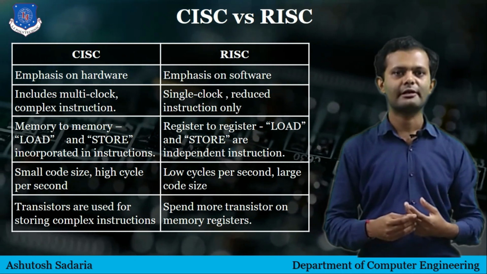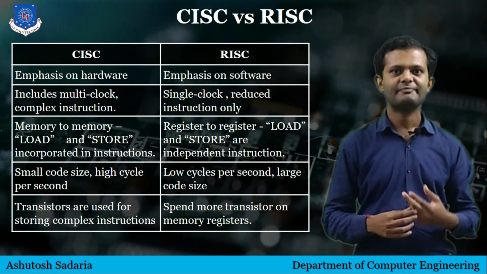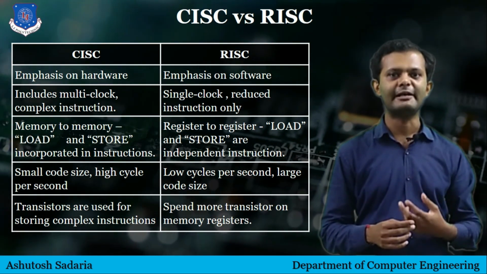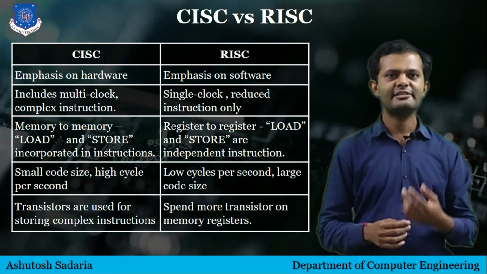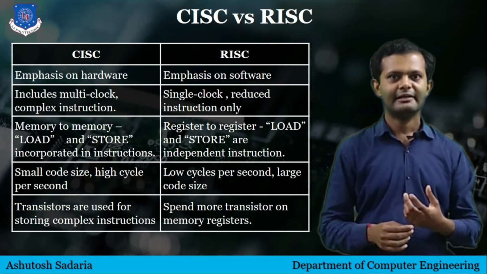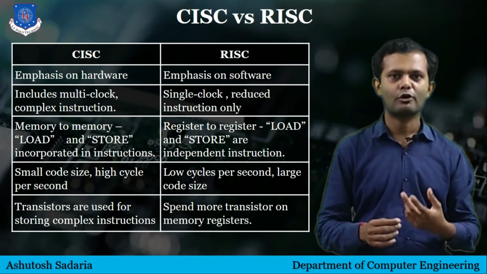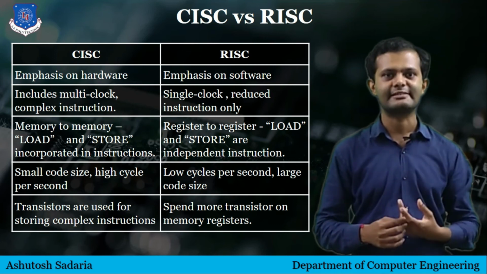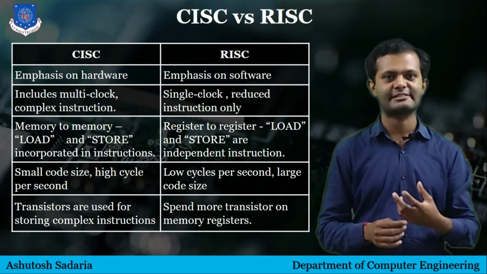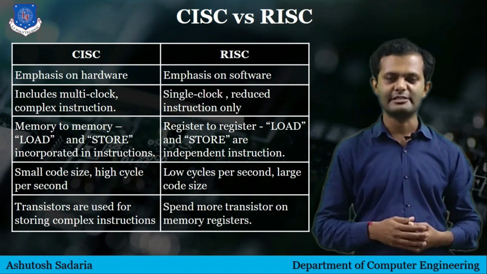In CISC, memory-to-memory load and store are incorporated in instructions. For RISC, register-to-register load and store are independent instructions. In CISC, the code size is smaller and clock cycles are higher. In RISC, code size is larger and clock cycles are lower than CISC. In CISC, transistors are used for storing complex instructions, while in RISC, more transistors are spent on memory registers.